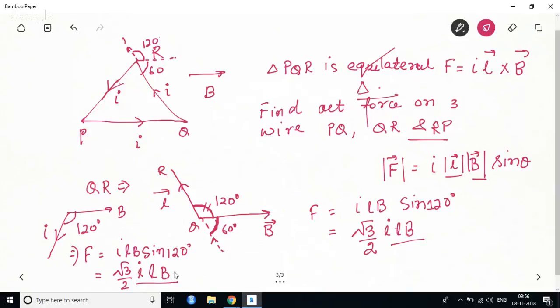So I have given you the magnitude of the forces on all three wires. Now you can find out the direction. Okay. Now let me give you a second question.